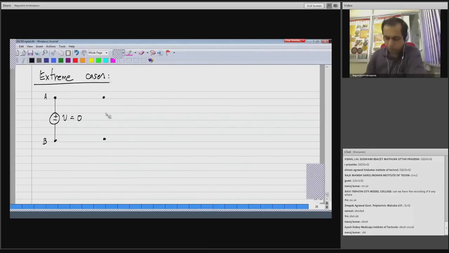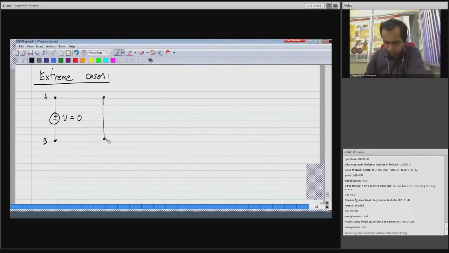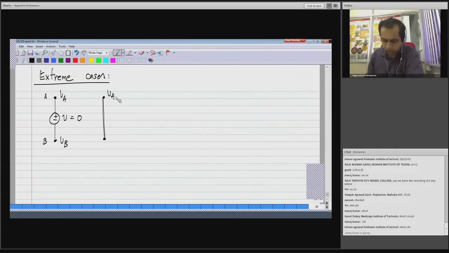Okay, so as many people mentioned, it is equivalent to a short circuit, because again, if this V equals 0, the voltage at node A has to be exactly equal to the voltage at node B. Okay, so that is like tying these two nodes together with a wire. Okay, so this is a short circuit.